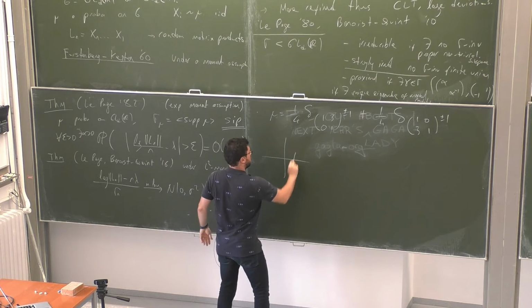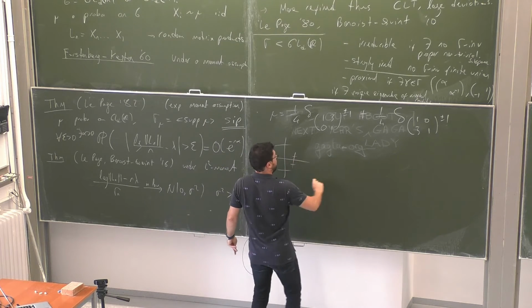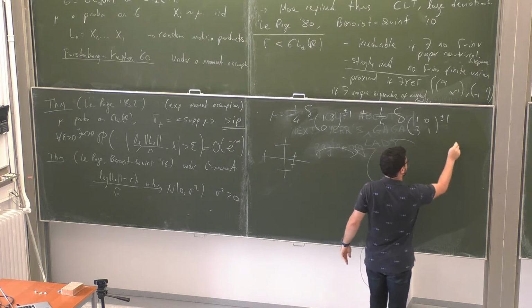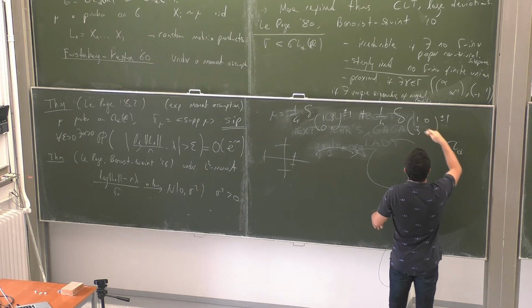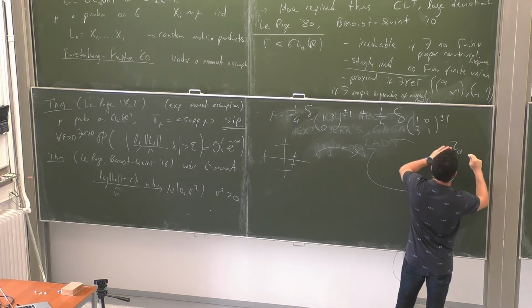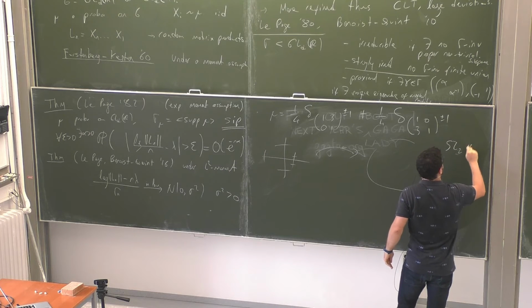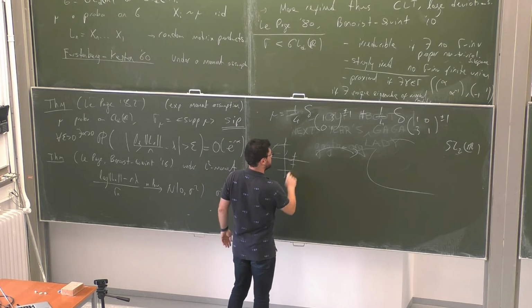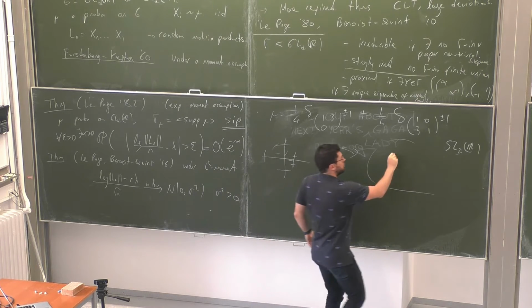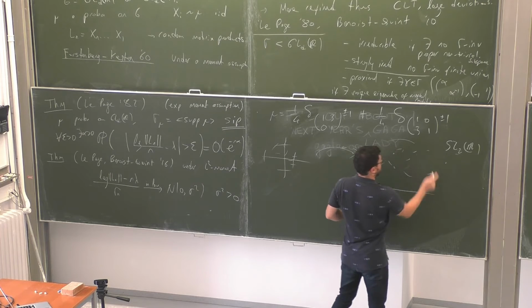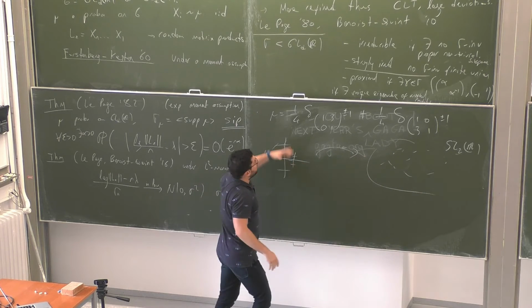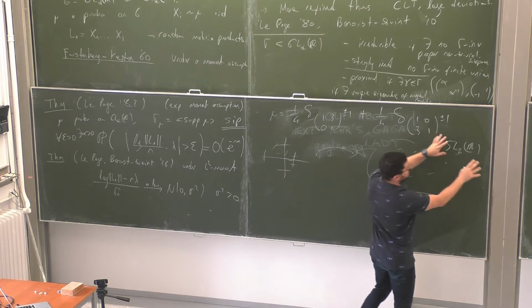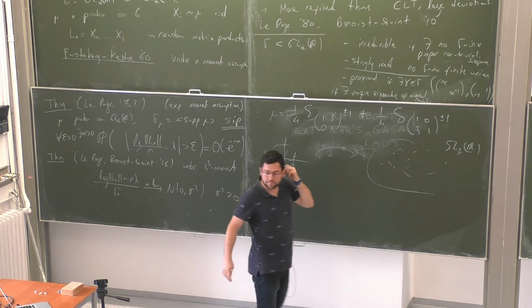So you have a free group generated, and then there is a representation that goes into some GL_d, or even SL_2, right? And you do some random walk here. These random walks correspond to a bunch of matrices. And then all these results say something about the asymptotic behavior of these matrices.